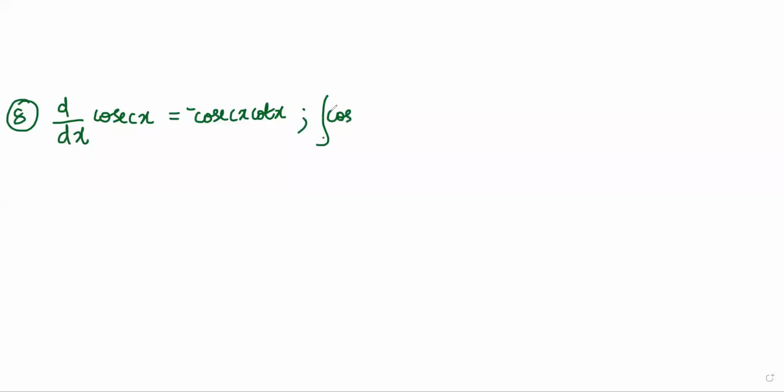Now, a few more. What was d by dx of cosec x? Minus cosec x cot x, isn't it? So, the integral of cosec x cot x dx is minus cosec x plus c. Yes. Next one.